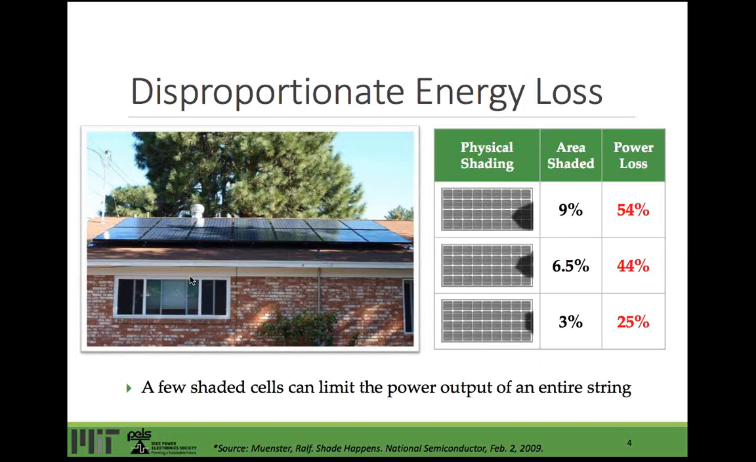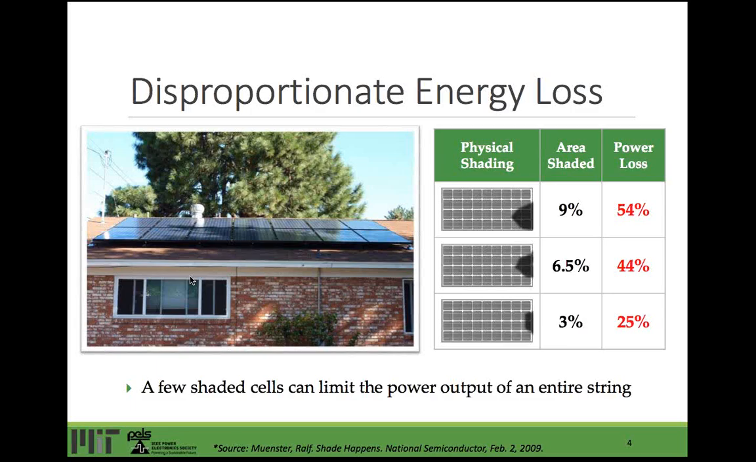For instance, the second row shows that even with a 6.5% of the area shaded, the overall power loss can be as high as 44%. Now, to understand the root cause of this problem, let's now take a look at how the solar cells are typically configured.